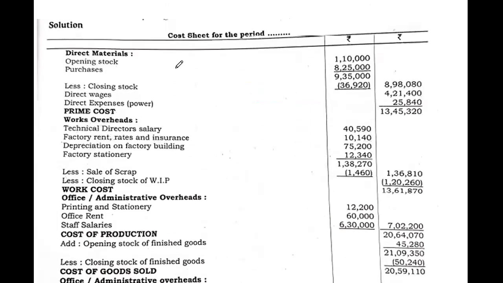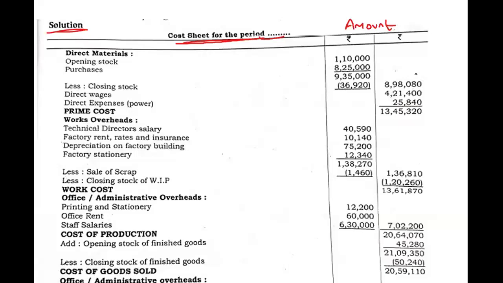here I have given the solution part. Cost sheet for the year ended, this will be the heading. Two columns are prepared here. The cost per unit column is not required here because the number of units is not given in the question. Only the amount column will be required, with an inner column and an outer column.